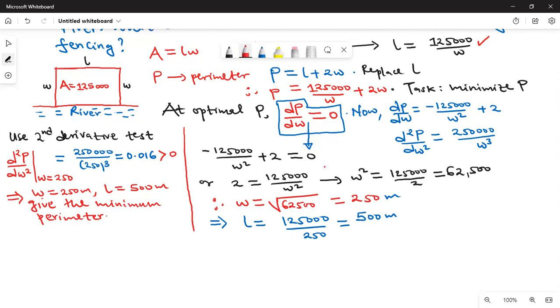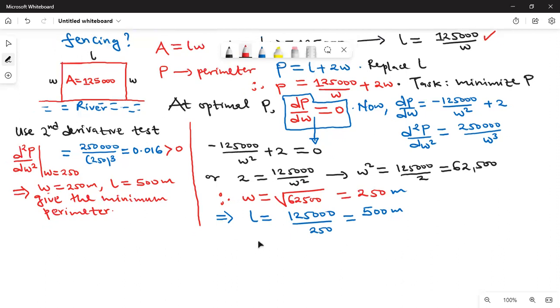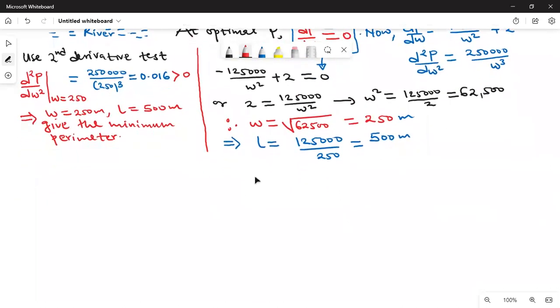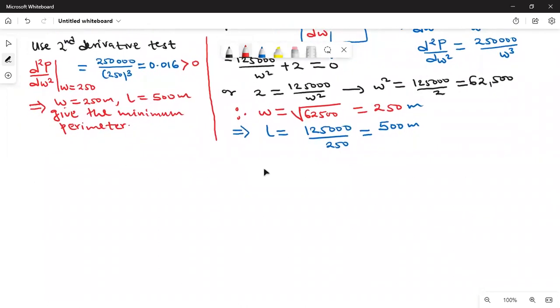One last example on the optimization problems is example number 3. Once I do example 1, 2, all the way up to 3, then if you find any question in this area, you should be able to tackle it. So we write example number 3. This is the question that we are asked.